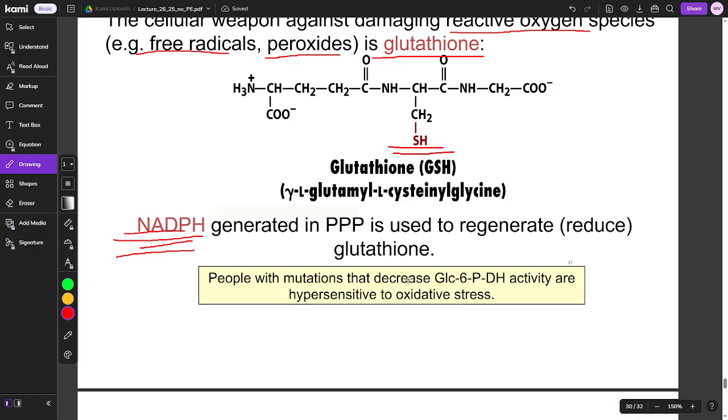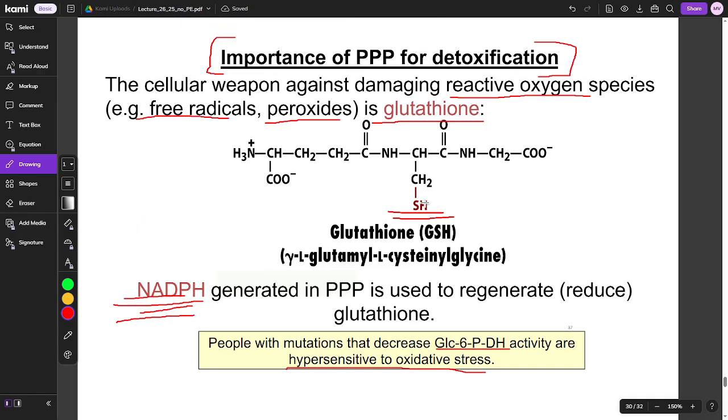And you'll notice that people who have mutations that decrease the glucose 6-phosphate dehydrogenase activity, that first enzyme in the pentose phosphate pathway that makes NADPH, are more hypersensitive to oxidative stress. This makes sense because if you're not making NADPH, you can't regenerate these glutathiones, and these glutathiones are very important for protecting against oxidative stress, stopping oxidation of other cellular elements. And if you don't have any glutathione, you end up oxidizing everything else in the cell, and it ends up breaking your cell.